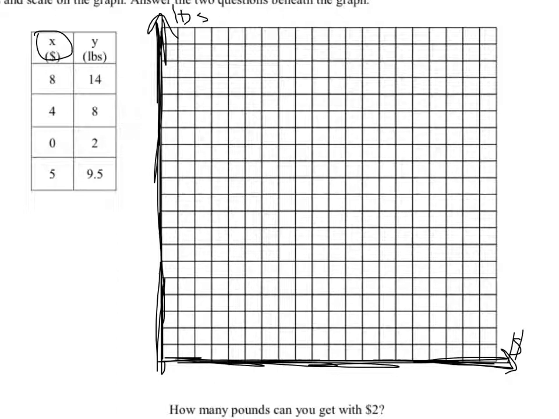So now I can graph these points: 8, 14, so I'm coming over to 8 and up to 4, 8, 12, 14. The next point is 4, 8, 0, 2. That's a really important point. Why is that point so important? It's where it intersects. Yeah, it's the y-intercept. That's important when it comes to actually writing the equation for our line. And then the last point is 5, 9.5. So 9.5 is going to be between 9 and 10 right here.